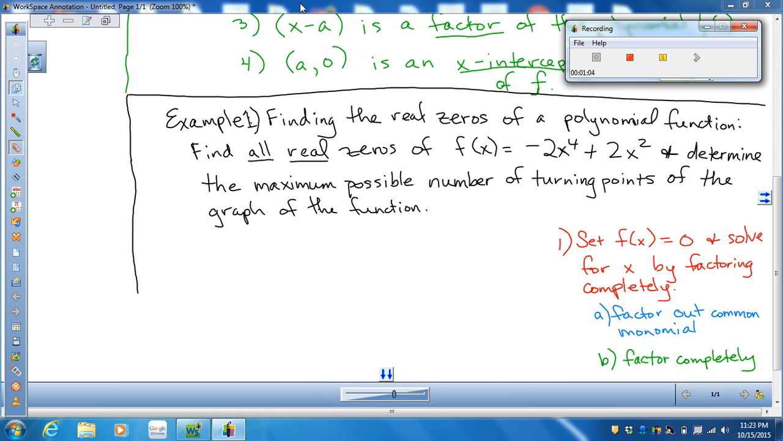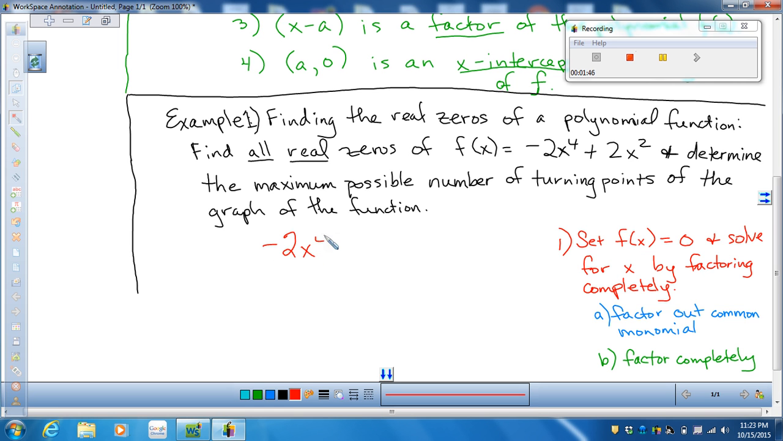Example number 1. We want to find the real zeros of a polynomial function. We're going to do that by taking the function f of x equals negative 2x to the fourth plus 2x squared, and we are going to determine the maximum possible number of turning points of the graph of the function. So step number 1, we're going to set f of x equal to 0 and solve it by factoring completely. So we take f of x, negative 2x to the fourth plus 2x squared, and we set it equal to 0.